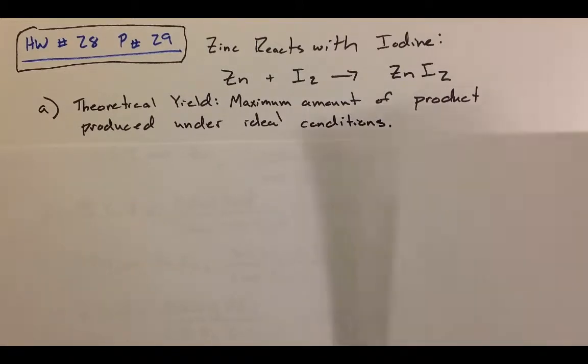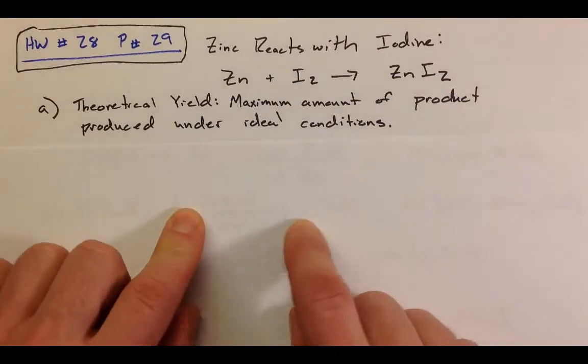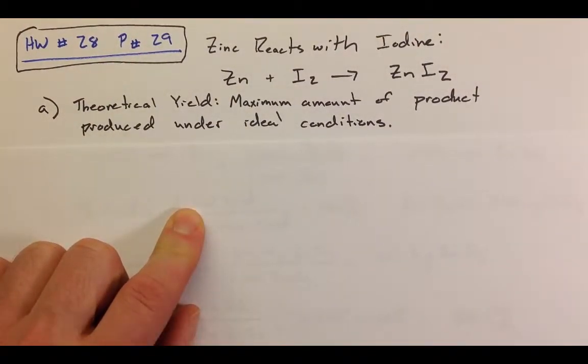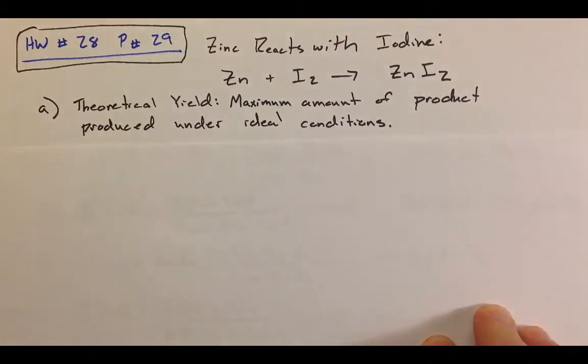Let's talk a little bit about theoretical yields, okay? What is a theoretical yield? A theoretical yield is the maximum amount of product that can be produced under ideal conditions. So a theoretical yield is saying if everything was perfect, if there were no impure reactants, if there were no competing side reactions, if no product was lost when you cleaned your beaker, this is the maximum amount of product you could get. Kind of like the perfect amount.